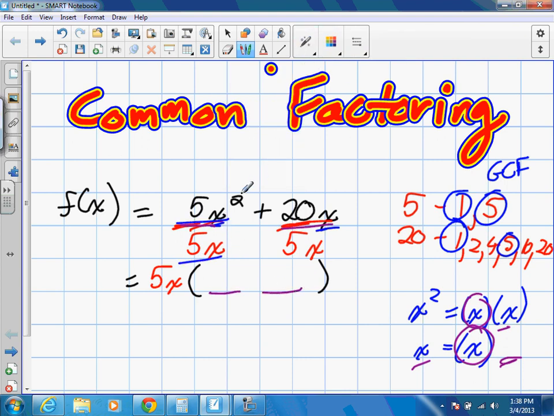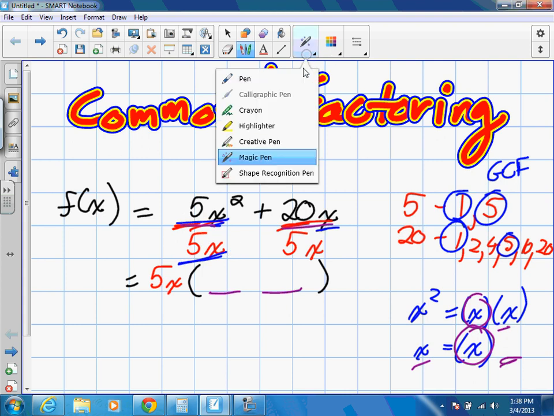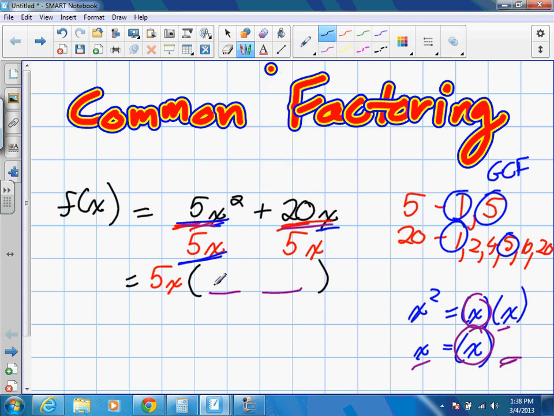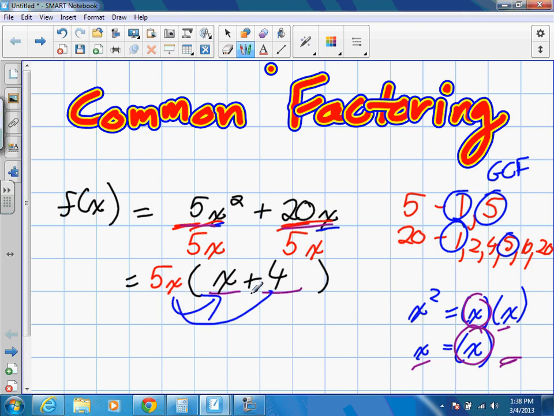5x squared divided by 5x will give us what? Just x. 1x, or we can just put x. And positive 20x divided by 5x? Positive 4. So this is the opposite of what we did before. Before, we were working on distributing these values. So if you wanted to check if you had the right answer, you could multiply both values by 5x, and you should get what we started with. What we did instead is we took that same common value to the outside, and that is our common factor.